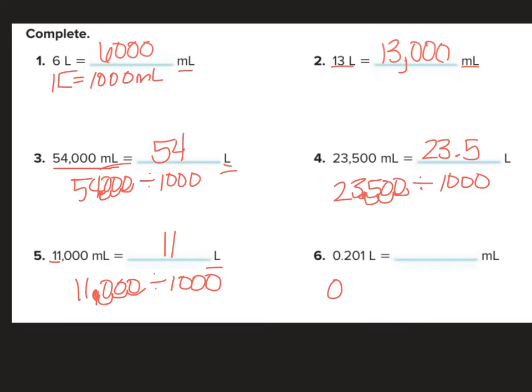Okay, so here I have 0.201 liters, and I need to multiply it by 1,000 to figure out how many milliliters. So when I'm multiplying by 1,000, I'm just moving that decimal point 3 spots to the right. Notice multiplying moves it to the right. The way I always remember it is that when I'm multiplying, my number gets bigger, right? So this just went from 201 thousandths to 201. Well, 201 is a lot bigger than that decimal, which is about 20 cents, right? So there we go, 201 milliliters.